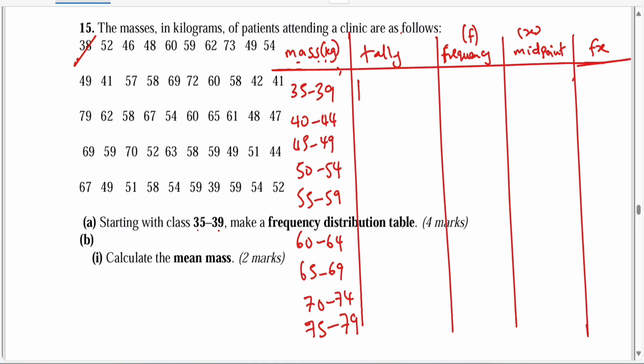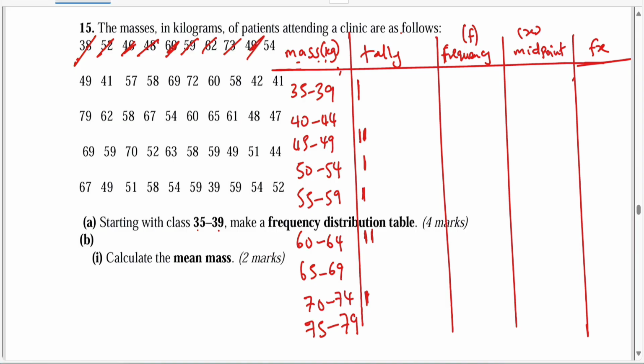35 to 39, 52 iko kwa tally ya 50 to 54, 46 iko kwa tally ya 45 to 49, 48 the same, 60 iko hapo 60 to 64. 59 iko kwa 55 to 59. 62 iko kwa 60 to 64. 73 even though ni ndefu lakini ni vizuri. 73 iko 70 to 74.